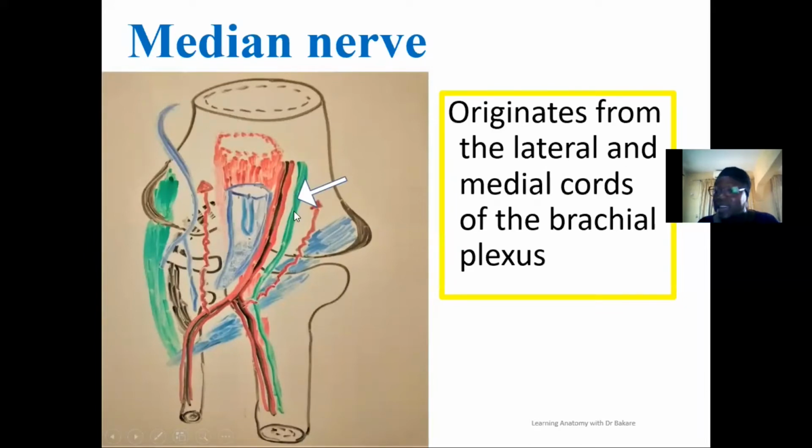This median nerve is one of the terminal branches that is formed from the brachial plexus, and it is formed from both the medial and the lateral cords of the brachial plexus. We also have done a lecture on the brachial plexus. Kindly go and check that up to upgrade your knowledge. So we have the median nerve located medial to the brachial artery, and this is also one of the structures seen in the medial region of the cubital fossa.